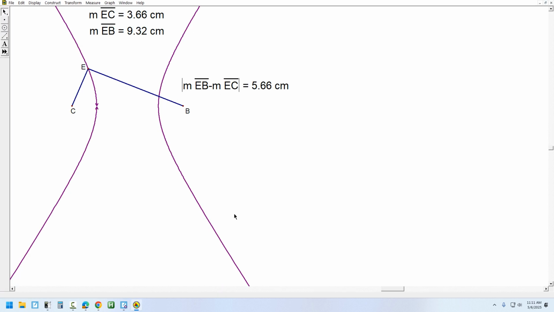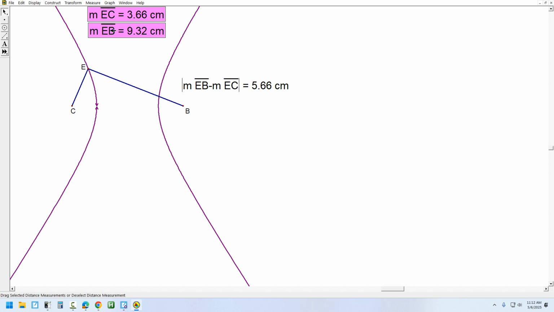So that's what a hyperbola looks like. There's two pieces, which I'll tell you the real name in a little bit. But points C and B are imaginary points that each part of the hyperbola bends around. I'm going to take point E, and I'm going to drag it either along the left part, or I can move it over to the right part. As I do that, I'm going to measure those two distances, line segment EC and line segment EB.